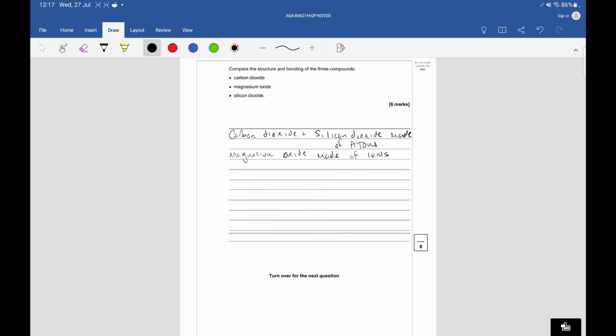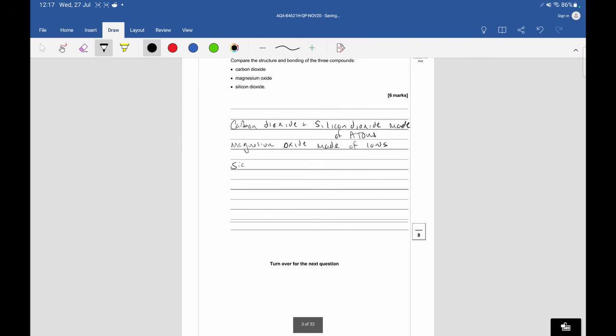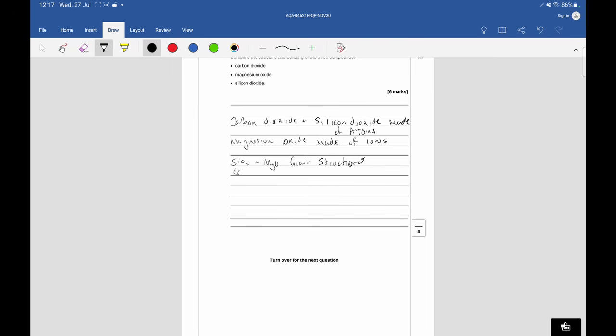We know that silicon dioxide and magnesium oxide are giant structures, because that lattice is giant, and we know that giant covalent substances are obviously giant structures. And that means CO2 is a small structure. All three compounds here have strong bonds.